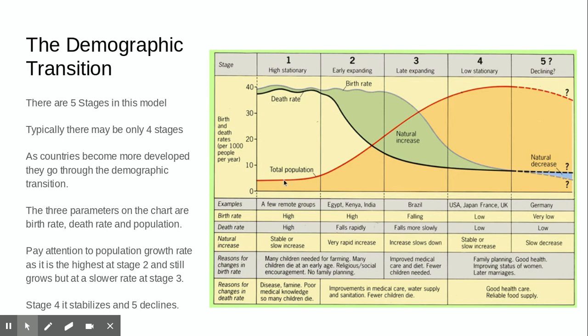Birth rate, death rate, and total population. And it's giving us examples of what type of countries are dealing with this right now. And it doesn't even say a country. So I want you to think of this as a few remote groups. This would be like living a nomadic life. This would be like living in a tribe in Peru.